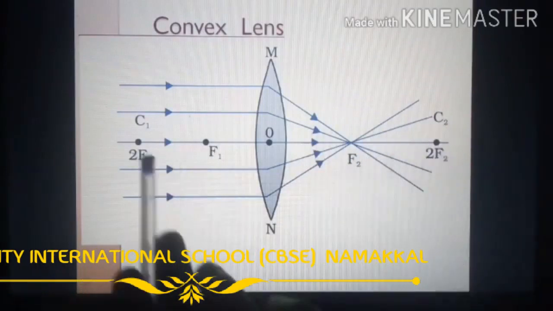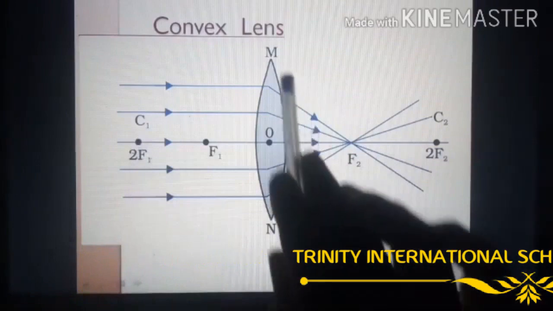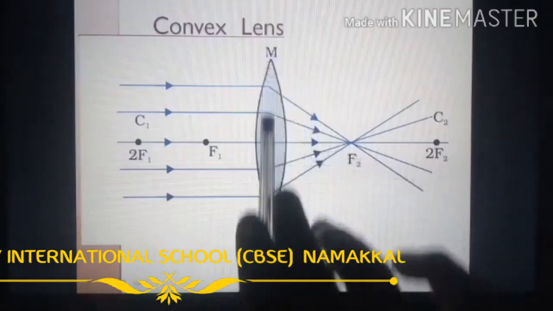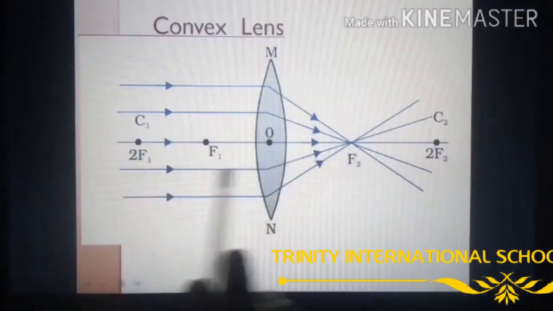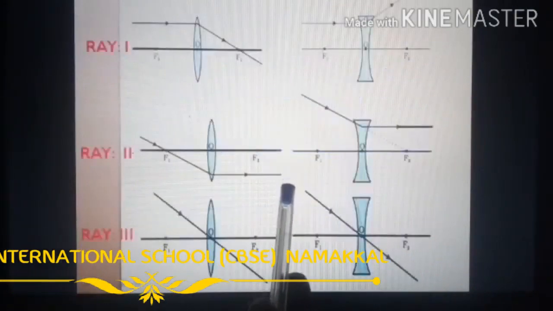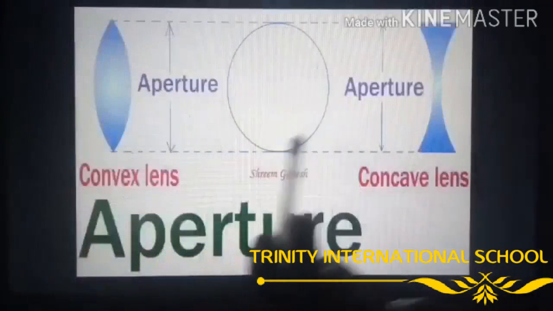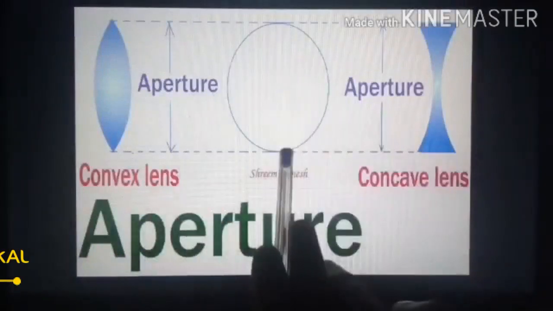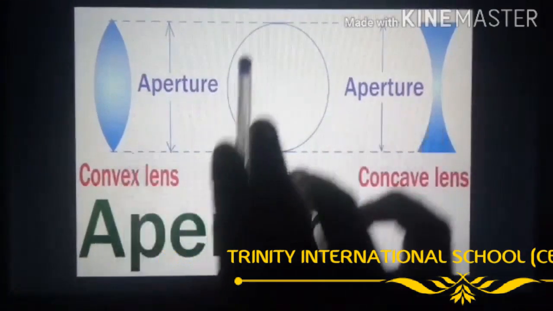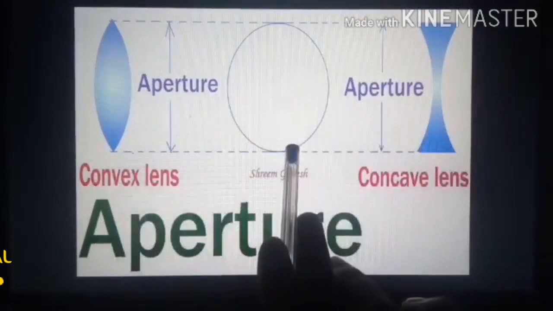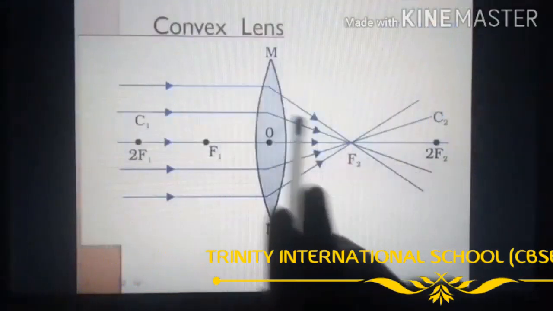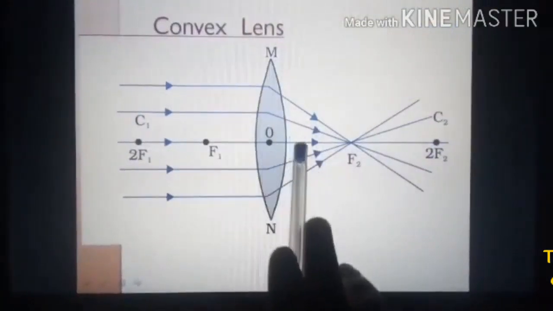Here 2F2, here 2F1, and here MN is the diameter of the lens, simply the aperture of the lens. If we look at the lens from the side, it will look like a circular outline. The diameter of this circular outline is called the aperture of the lens. Both look like a circular outline. The diameter, that is here MN, is called the aperture of the lens. So these are the basic parameters of the lens.